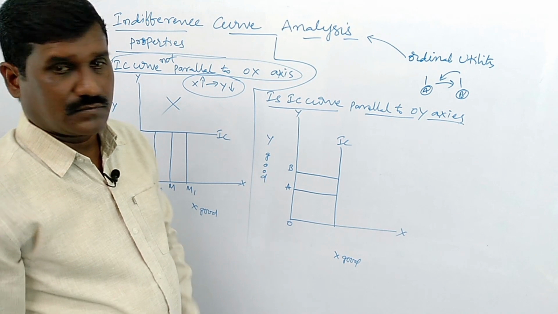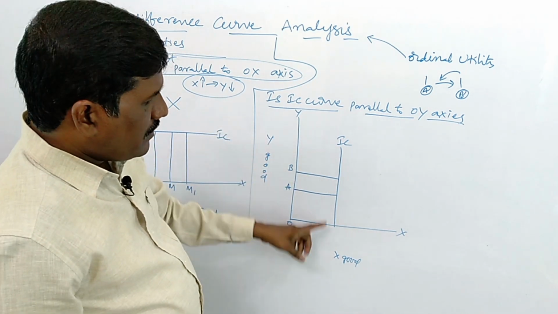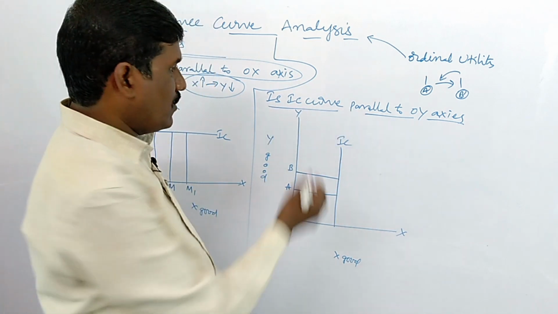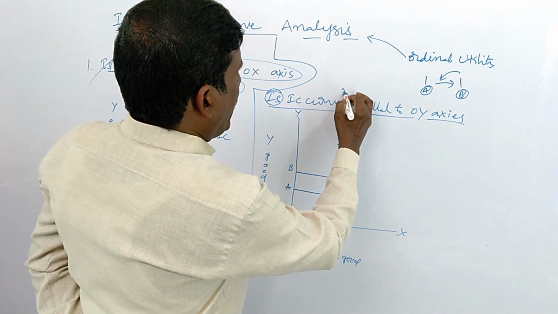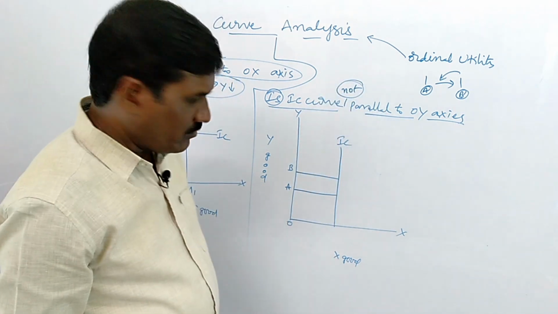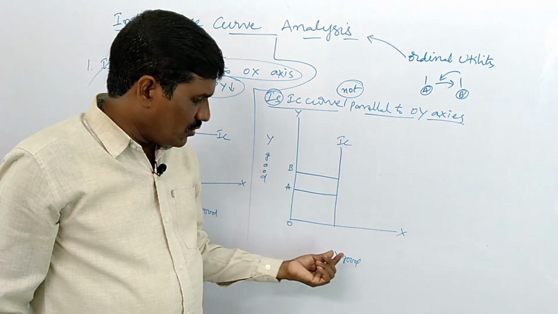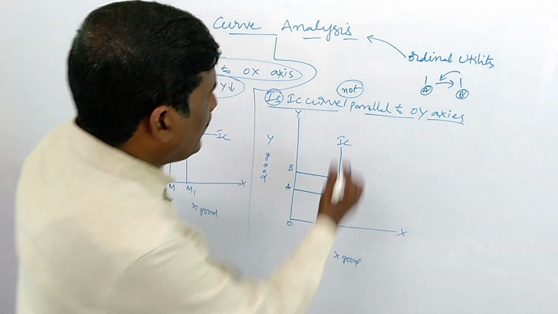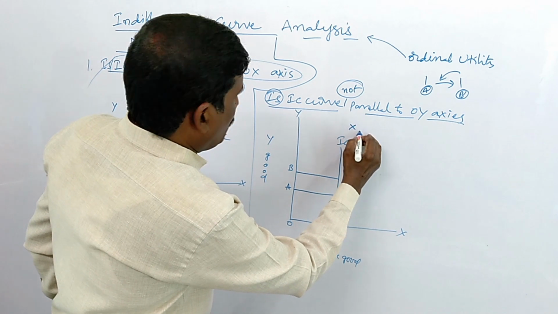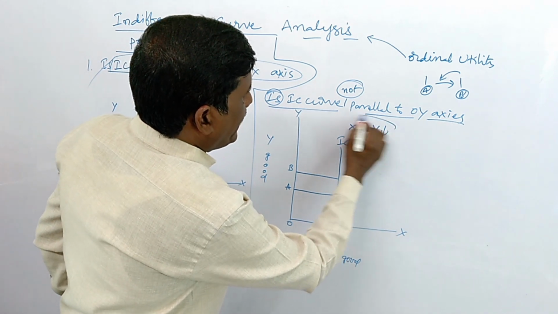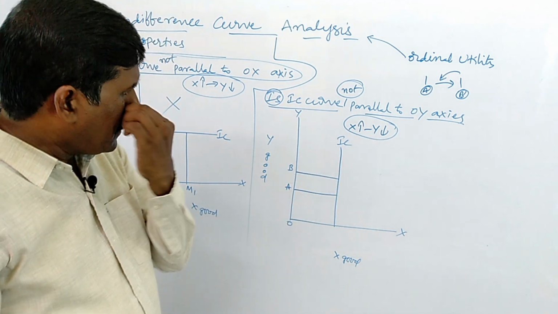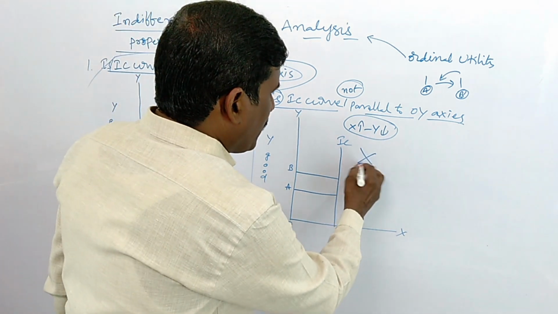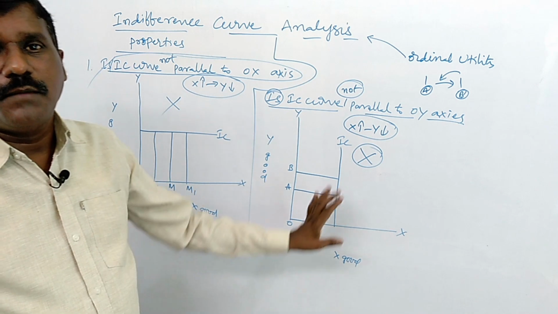So the IC curve is parallel to the OY axis. Is this an IC curve? No. The IC curve is not parallel to the OY axis. Why? Because there is a change only in Y good, with no change in X good. According to the indifference curve, when the X good increases, the Y good should be reduced, but there is no such change, only a change in Y good. So this is not a property of indifference curve.